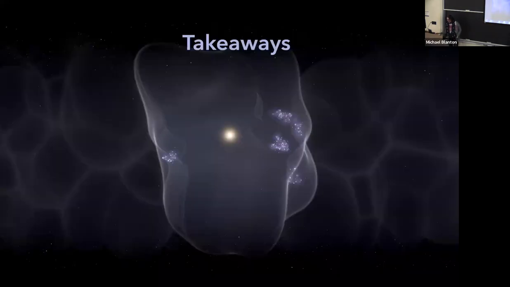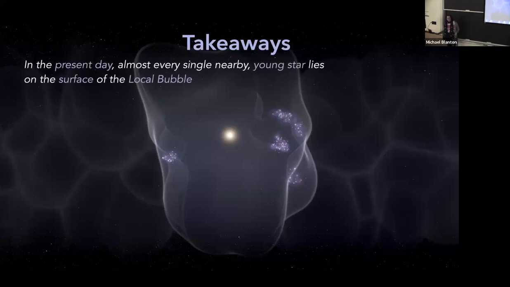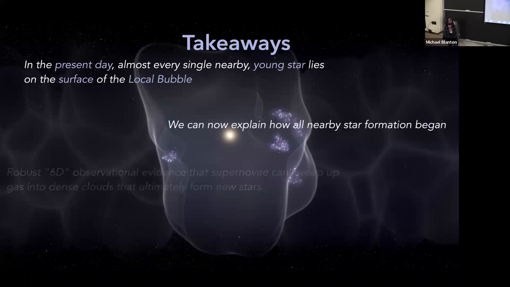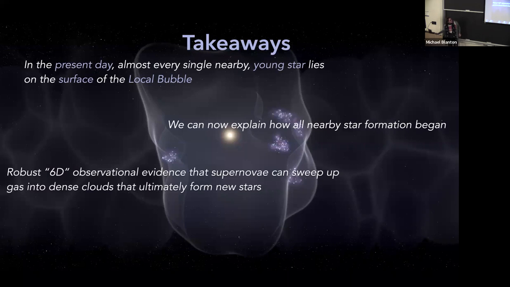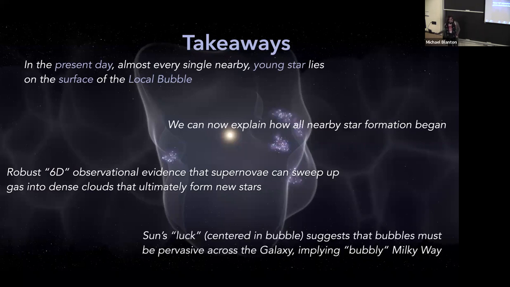Okay, wrapping up here. So, takeaways. In the present day, almost every single nearby young star lies on the surface of this bubble, and we can explain how star formation near the sun began. We have very robust, what I call 6D, so 3 dimensions of space and 3 dimensions of velocity, evidence, just like in simulations, that supernovae can sweep up gas into dense clouds and form new stars. This has been a theory for 50 years, and we provide very strong high resolution evidence that this is the case. And the sun's location in the center of this bubble suggests that these bubbles must be pervasive across the galaxy, and we have a lot of preliminary evidence that this is true.